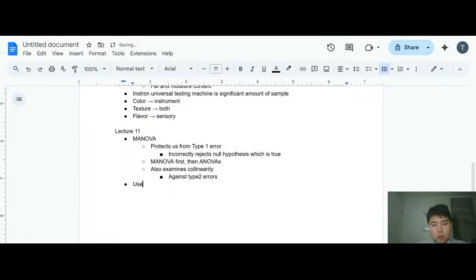Use covariance except when units are different. When units are different, use correlation.